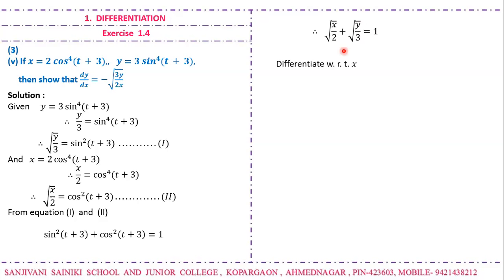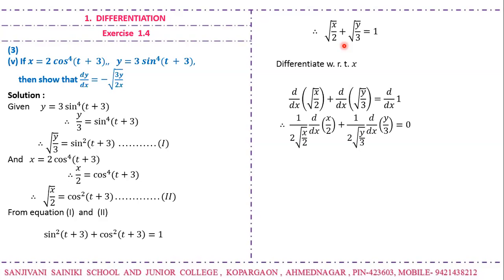And now we will differentiate this function directly with respect to x. Here, root of f of x, its derivative is 1 upon 2 root f of x into f dash of x. Use that formula, and the derivative of 1 is 0. So we got this result. After simplifying it, root 2 minus root 2 upon root x into 1 by 2 is equal to root 3 upon root y into 1 upon 3 into dy by dx.